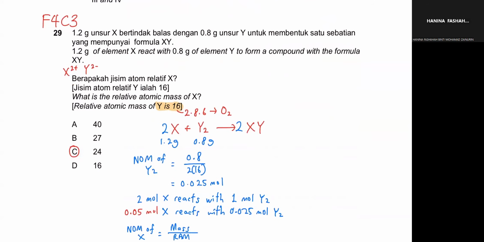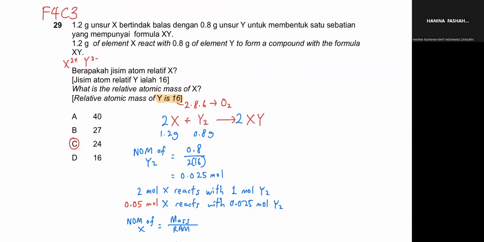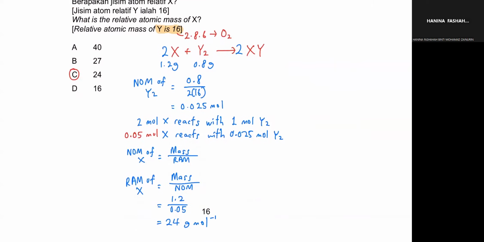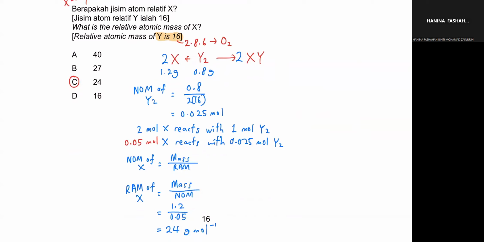Question 29 is C. Just normal calculation. Many people are not careful. They say y is 16. 16 indicates oxygen, so oxygen exists as a molecule. That's why many people write x plus y. Wrong. You write x plus y2.